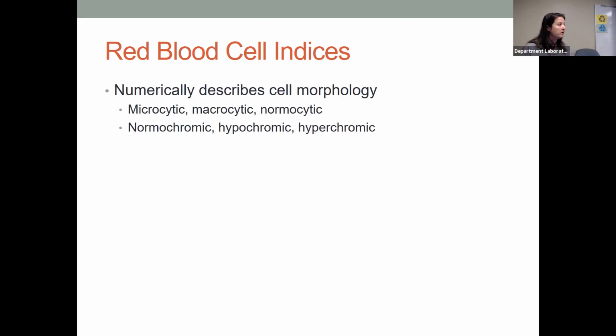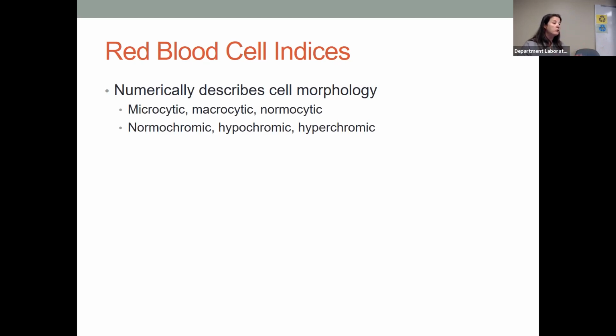So normochromic, if we have a central pallor in our red cells, a normal amount of hemoglobin within those cells, that's normochromic. Hypochromic, if we have presence of microcytic cells, that central pallor is going to be very large, hemoglobin content is going to be decreased, that's hypochromic. And then hyperchromic, does anybody remember when we used the term hyperchromic? Presence of spherocytes, and you have an MCHC that is greater than 36%.